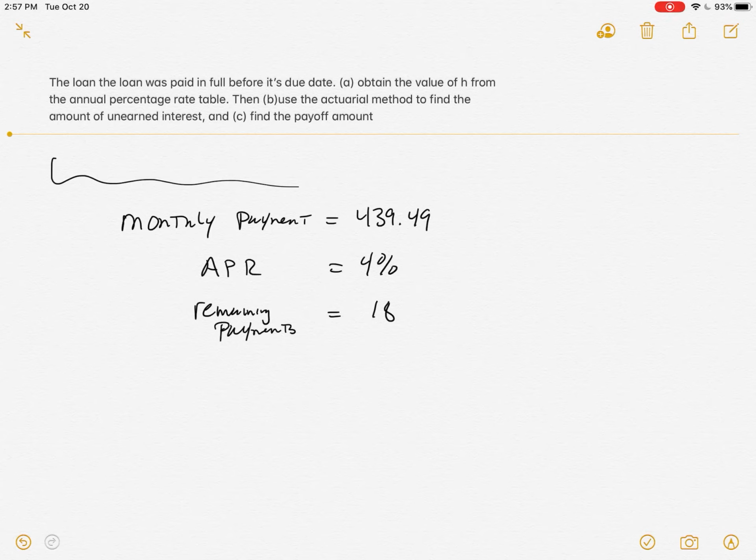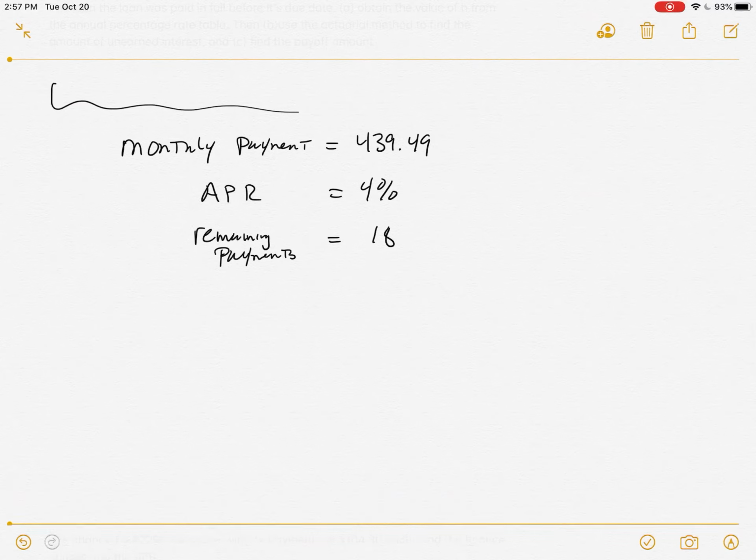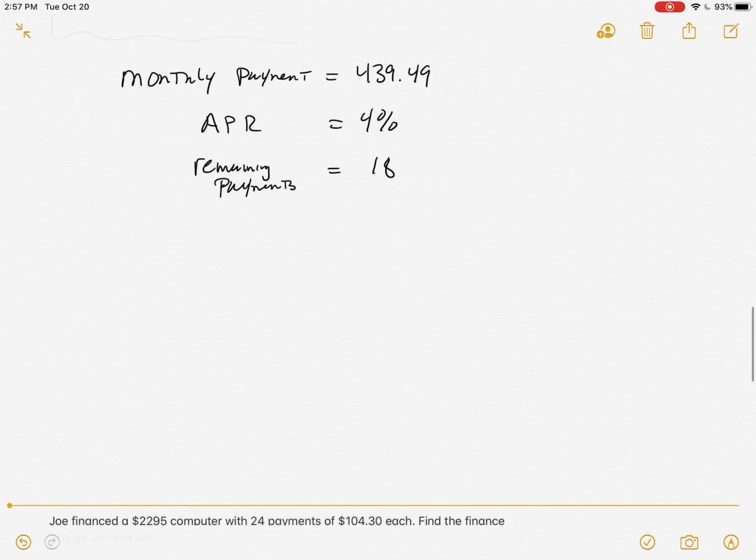And so they're not going to be able to charge us that interest that they would have gotten for the last 18 months of the loan. They want us to, A, obtain the value of H from the annual percentage rate table, B, use the actual method to find the unearned interest, and C, find the payoff amount. So they're throwing in a lot of terms that I haven't discussed yet. So let's talk about what we need to accomplish.